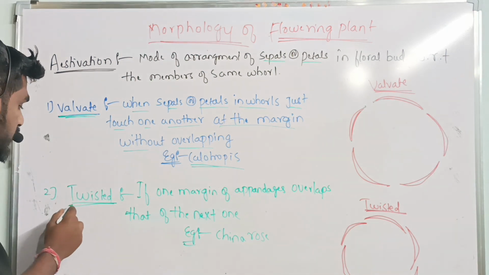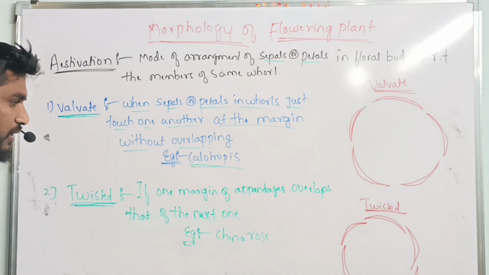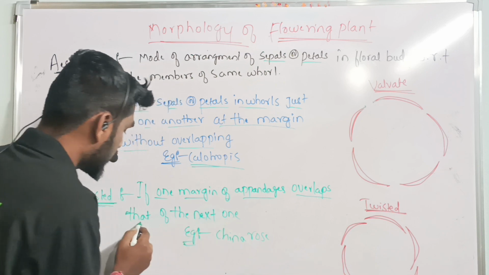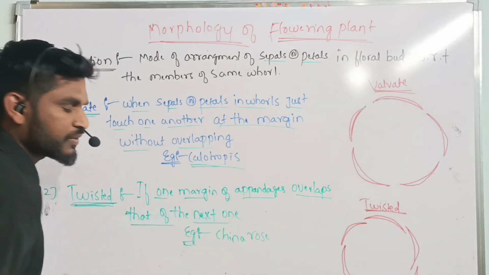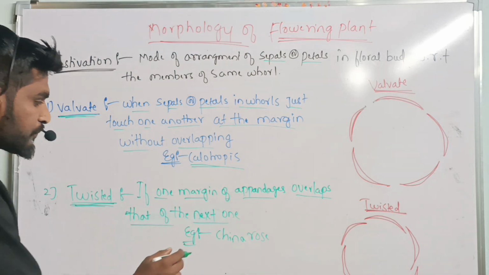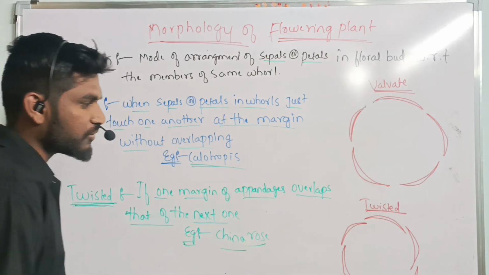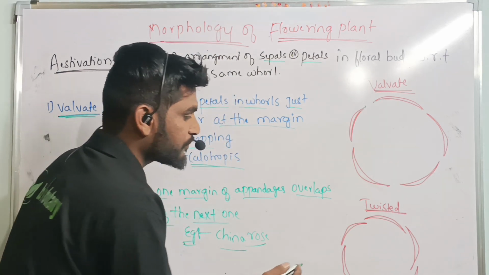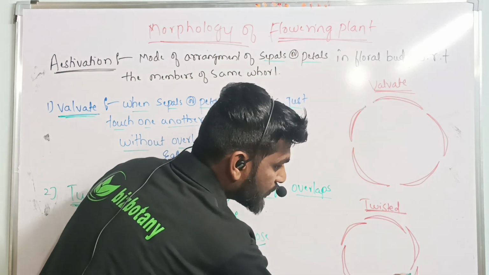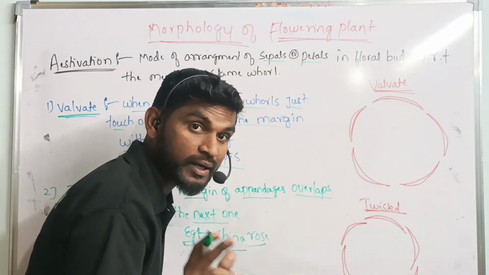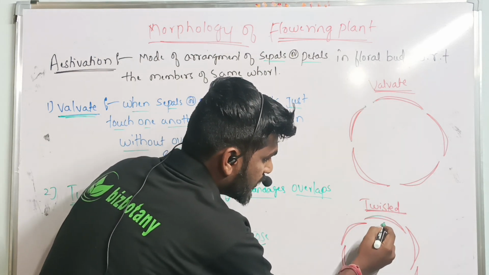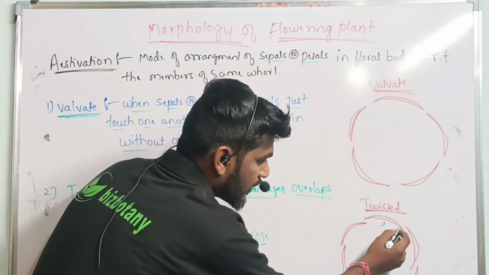Next one is the twisted aestivation. If one margin of an appendage overlaps that of the next one, such type of aestivation we call twisted. For example, in China rose. Here, petals are overlapped with one another in a particular direction. This is the first petal, and the second petal is overlapped on the first petal.